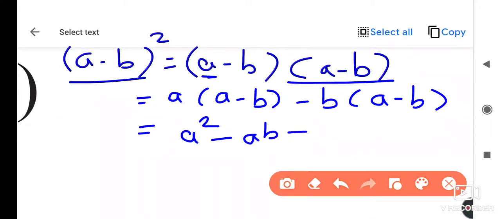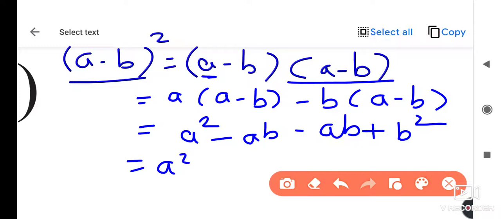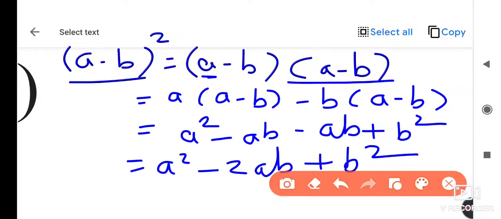Now minus b into a minus ab, and minus into minus plus b square, b into b, b square. Now a square minus ab minus 2ab plus b square. That is the algebraic formula we derived by multiplication of (a minus b) whole square. Okay, understood all of you?